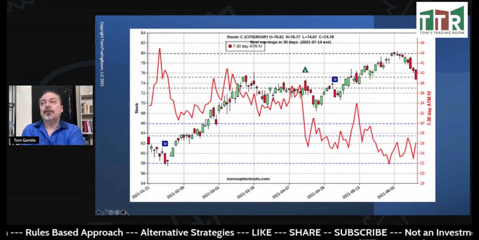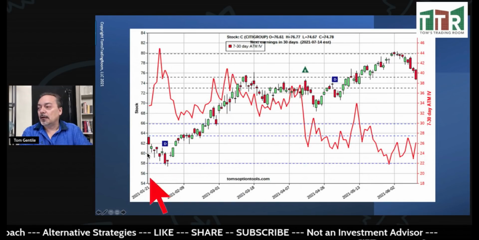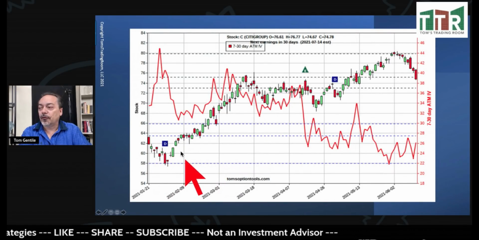So here's the stock chart of Citigroup. And you can see, and I'm going to put the red arrow on here, this is the low that was happening at the beginning of the year.